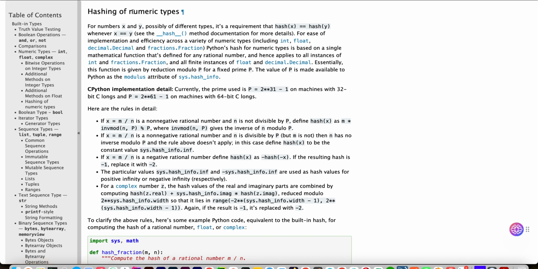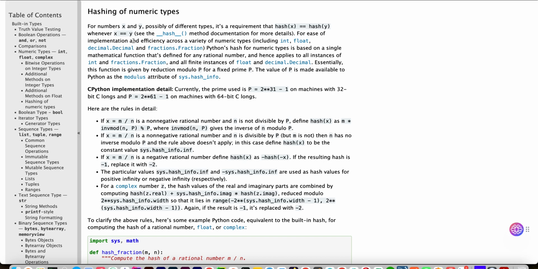Built-in type, hashing of numeric types. For numbers x and y, possibly of different types, it is a requirement that hash(x) is equal to hash(y) where x is equal to y. See the __hash__() method documentation for more details.